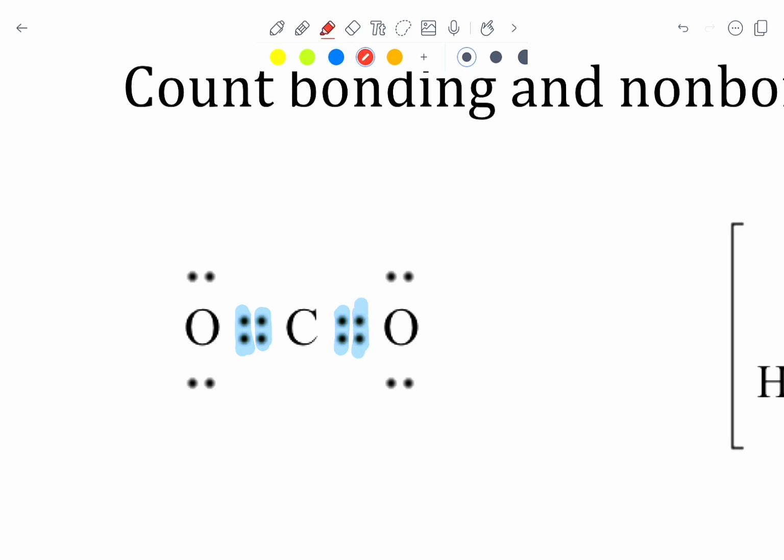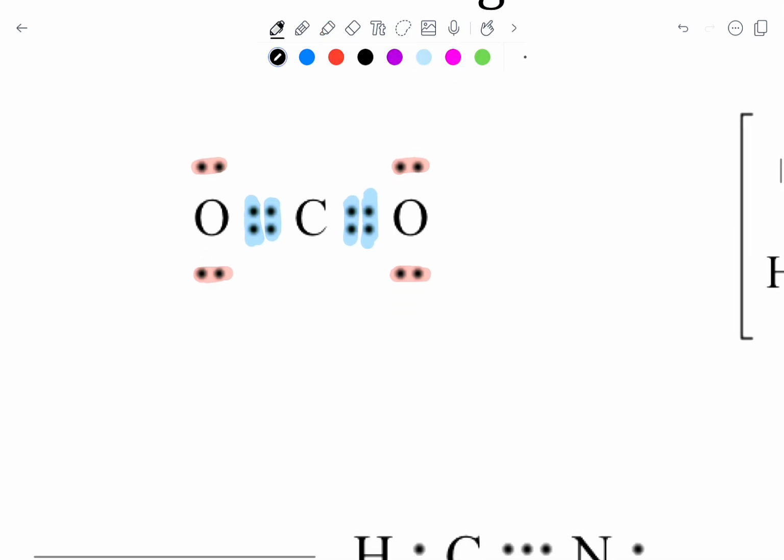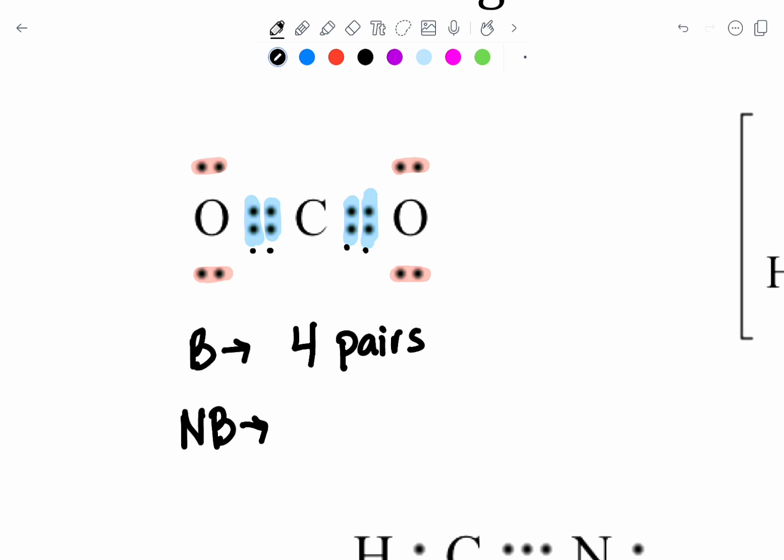For our non-bonding pairs, they're going to be localized on just the individual atoms. Carbon doesn't have any, okay? All of its electrons are in its bonds. So oxygen has 2 non-bonding pairs on each of those. So those non-bonding electrons are not in between the oxygen and another atom. They're just localized on the oxygen. So CO2 for bonding pairs has 1, 2, 3, 4. Remember, this is pairs, so we're counting by twos. And non-bonding pairs, it has 1, 2, 3, 4.